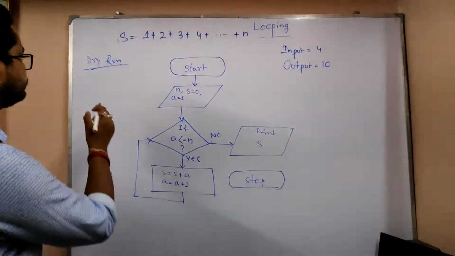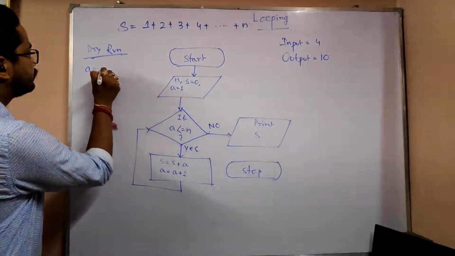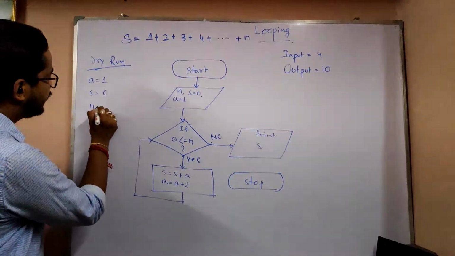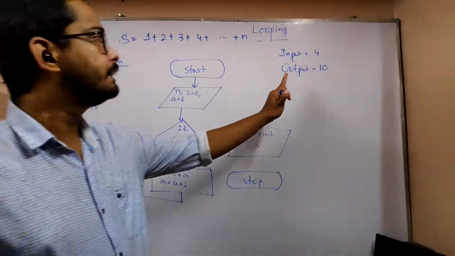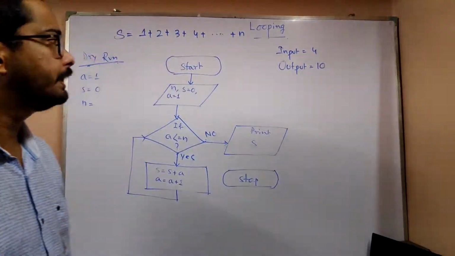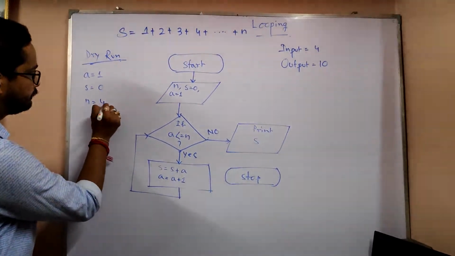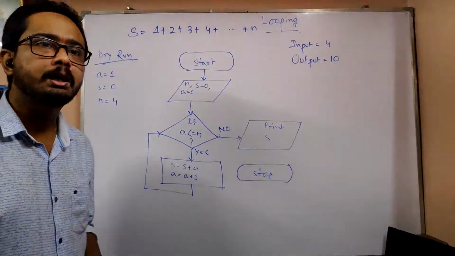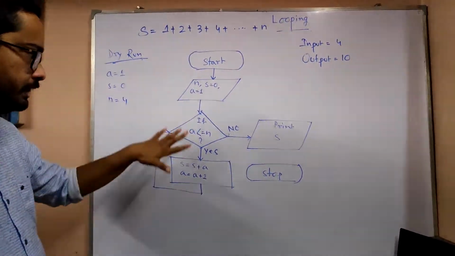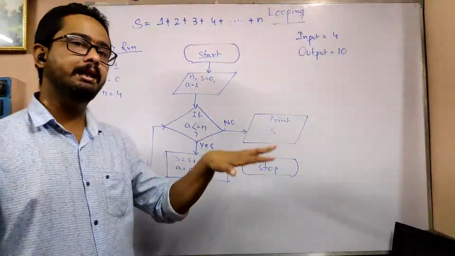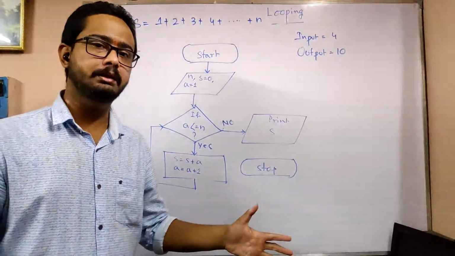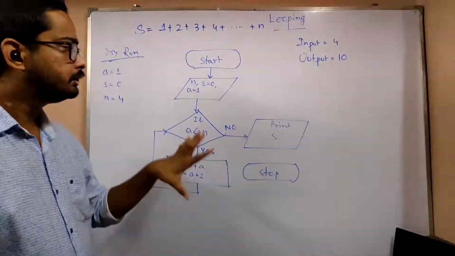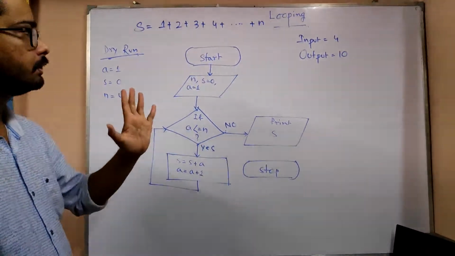Let's see. I have taken value a equals 1, s equals 0, and n we don't know. I have taken n input as 4, the output should come 10. Let's see if it is coming or not. N I have taken 4. If you apply this logic, or if you apply this diagram in a programming language, that may be C++, C, Java, Python, whatever, this logic will be applied there. With the help of this logic you can solve the program.